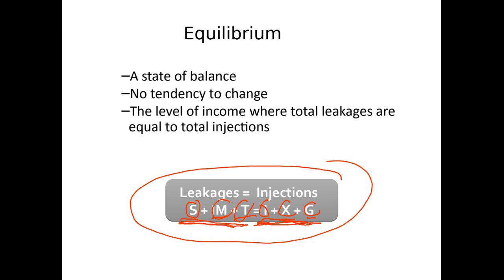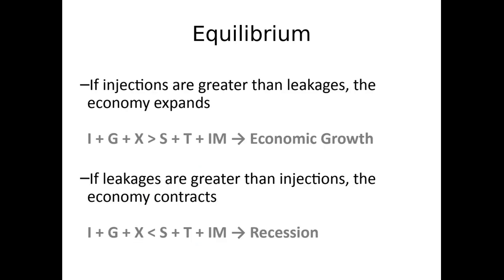So these are the two possibilities. Number one, notice in this slide, these are injections, and savings, taxes, and imports are leakages. If injections are greater than leakages, the economy expands. We have economic growth. Why? Because we are receiving more income, more money into the system. The money going out of the system is less than what we are receiving.